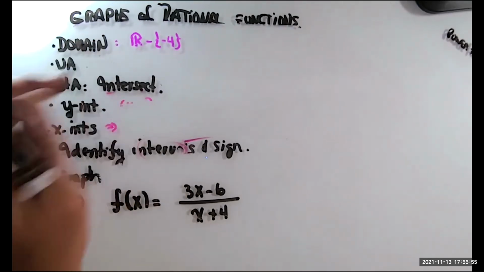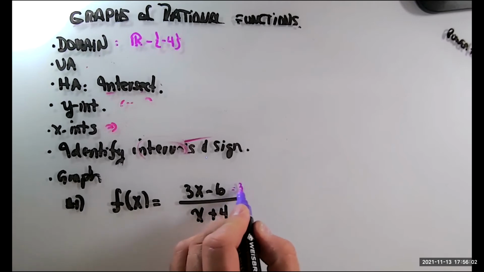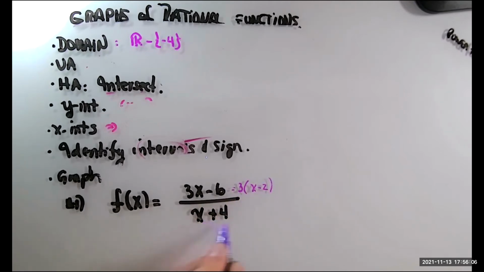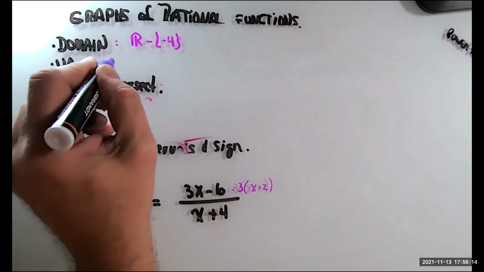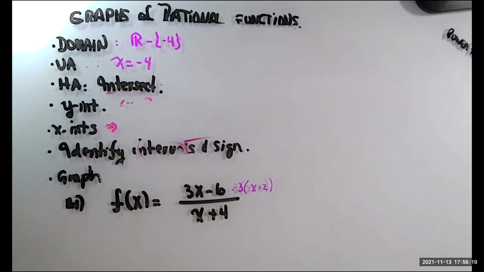For the vertical asymptote, we have to make sure the function is in its lowest form. Notice that even if I factor out the 3 here, that will be x minus 2, which doesn't simplify, so that's fine. The way it's written is in its lowest form. So the VA, therefore, is only one: x equals -4. Are we going to intersect the vertical asymptote? Never, ever, ever.